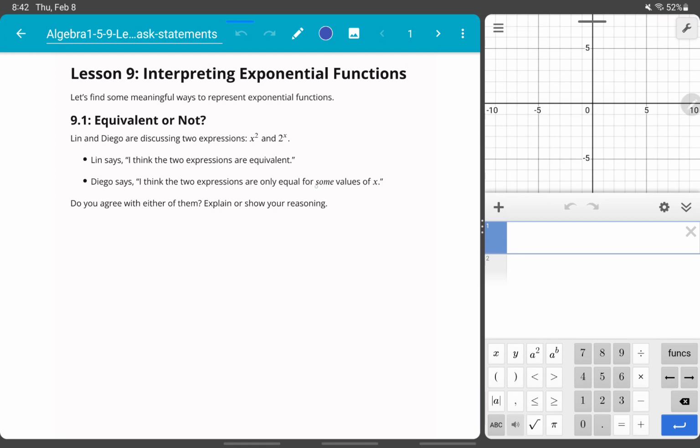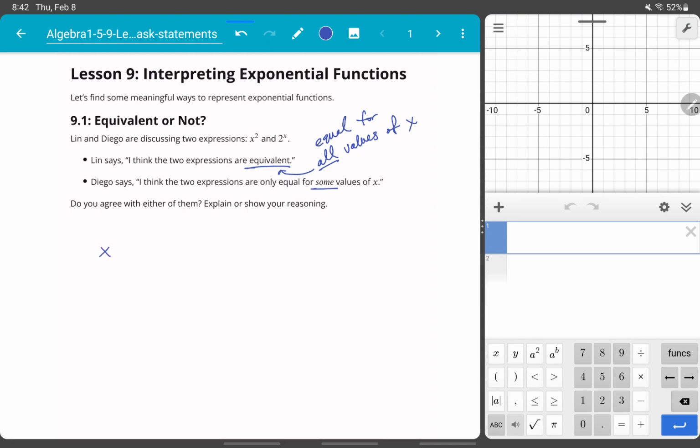Okay, so when Diego says for some values of x, and Lynn says equivalent, I think equivalent means it would have to be equal for all values of x. So I'm going to put a little note there, equal for all values of x. Now, I think we have a couple of different ways that we could figure out who we should be agreeing with. One way might be to make a little table and we'll just pick some values of x.